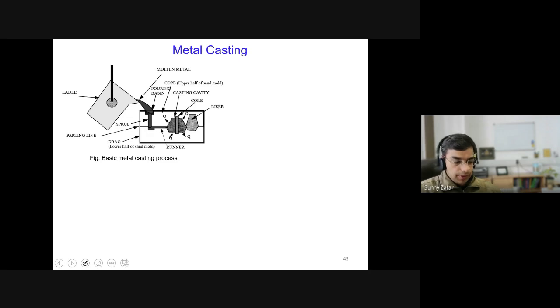Of course, for the investment casting process, as we will be dealing with in more detail, wax is used as the pattern material. That pattern is used to create the shape of that cavity, and then we pour the molten metal into that cavity, and we allow that molten metal to solidify in that cavity, and after completion of solidification we remove the mold. The mold can also be permanent or expendable. For the investment casting process, the mold is expendable, and the pattern is also expendable.